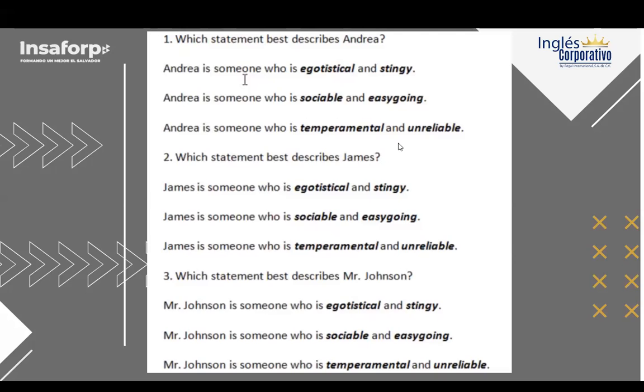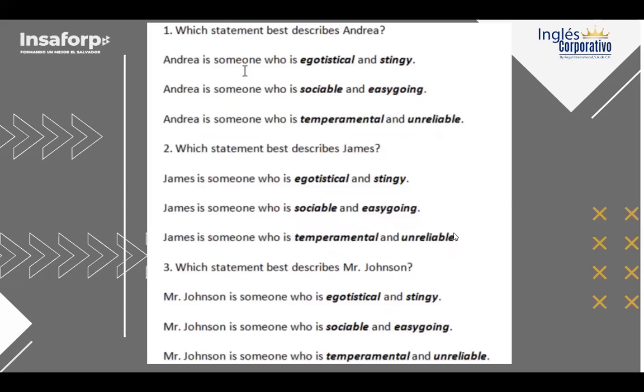And what about the volunteer for number 2? Oh, Alicia, all right? Go ahead. Okay, number 2. Which statement best describes James? James is someone who is sociable and easygoing. All right, excellent. Thank you very much. Is that correct, people? Would you agree with that one? Yes, it is. Yes. Thank you.